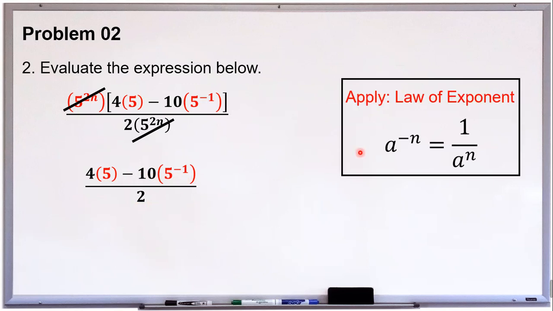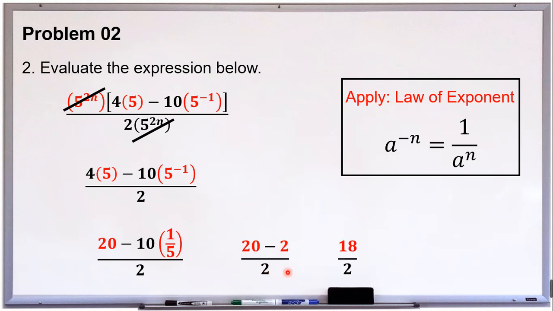Next, we're going to apply this law of exponent because we have a negative exponent here. Again, if you have a raised to negative n, that is simply equal to 1 over a raised to n. Simply transfer this expression to the denominator. So you have 5 times 4 is 20, minus 10 times 5 raised to negative 1, which is 1/5, all over 2. So 20 minus 2 all over 2, that's 18 over 2. And the final answer for this problem is equal to 9.